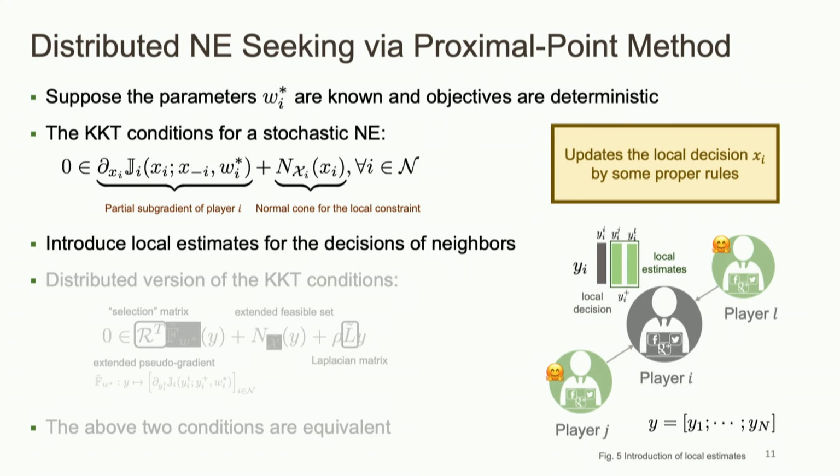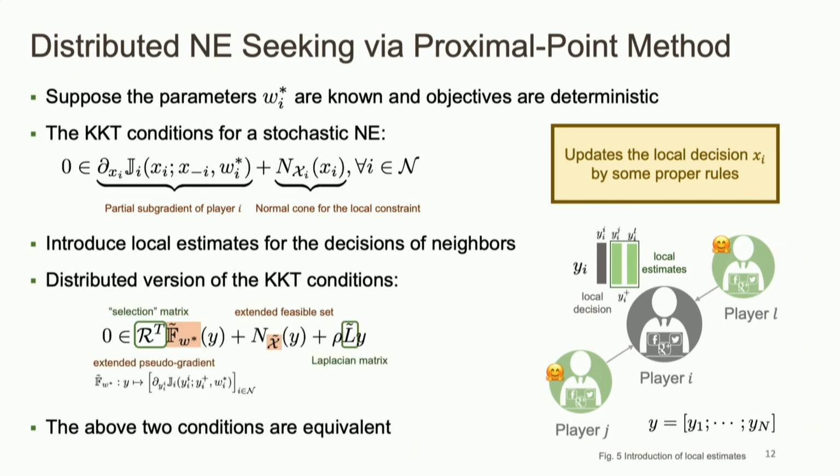And to enable distributed computation of the Nash equilibrium, we will associate each player with some local estimates for the decisions of its in-neighbors. For example, the player I on this figure has two in-neighbors, the players J and L. And player I, in addition to keeping its local decision YII, also needs to maintain two local estimates, YIJ and YIL, to check the decisions made by its in-neighbors.